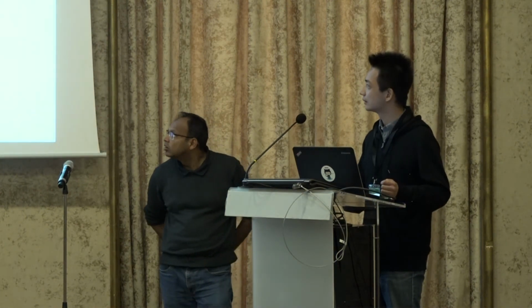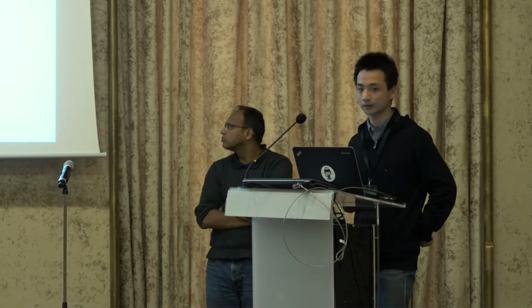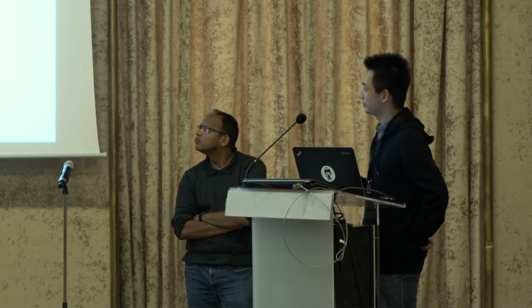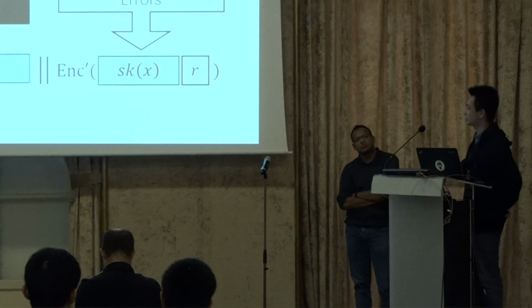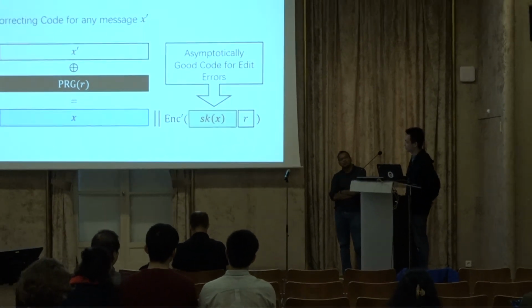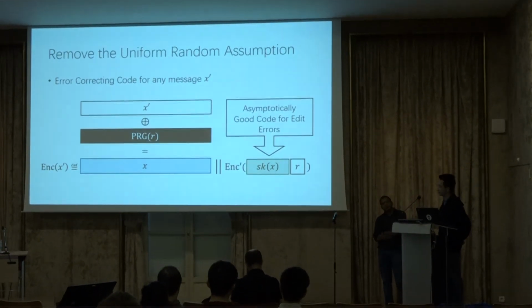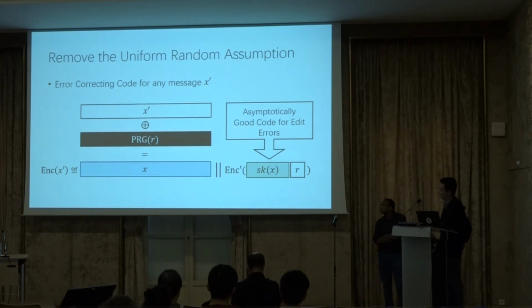Does this work for any distance? Because this is an XOR, right? How does it interact with that? So we XOR with a pseudo-random string, but we also send this R in the encoding. So when decoding, we first try to recover the string x, then we XOR the string x with the pseudo-random string.